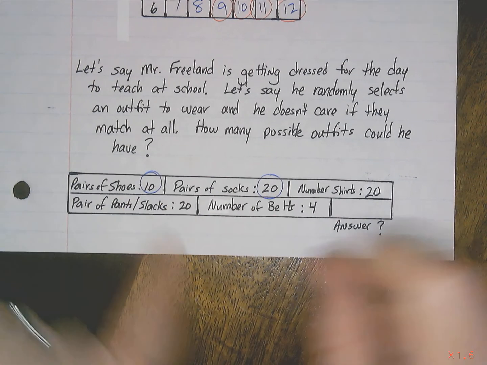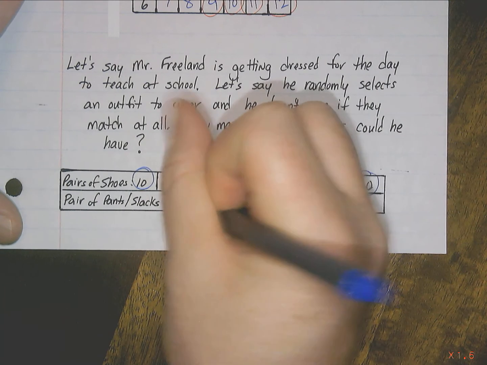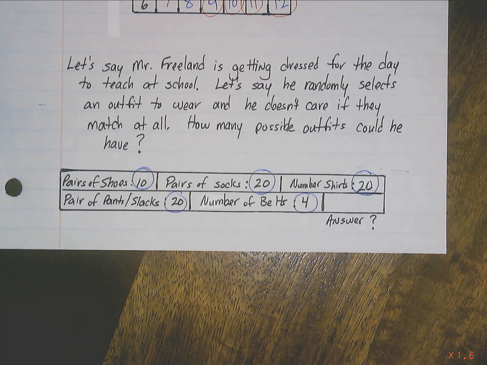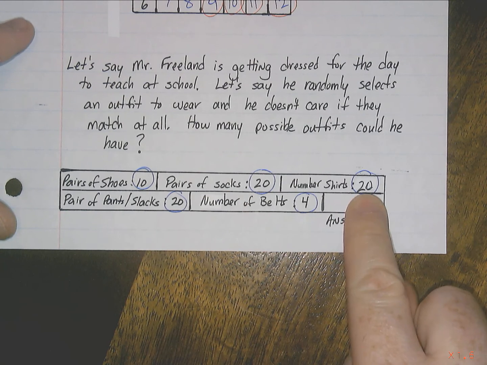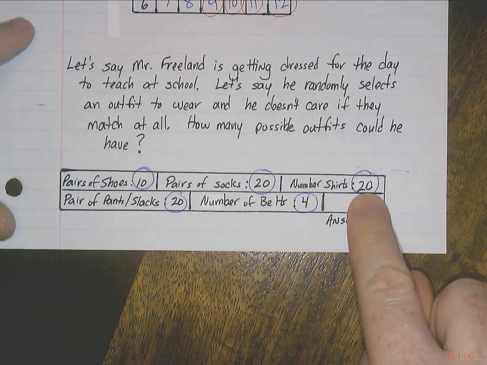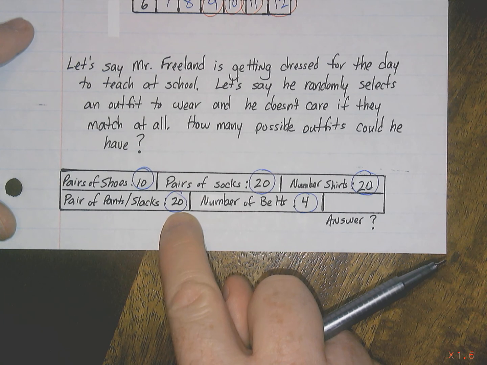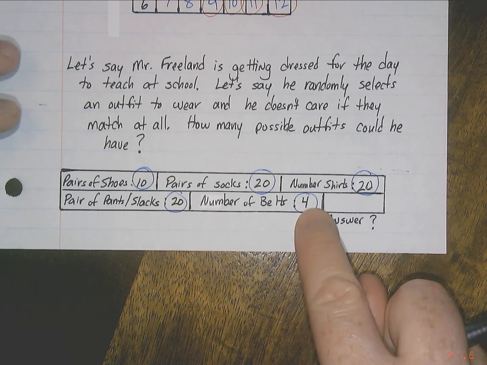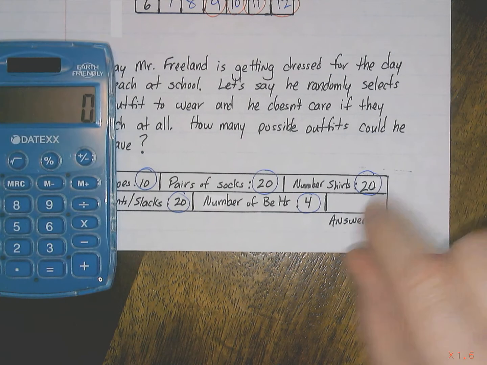Isn't that crazy? And so what we're going to do is we're actually going to multiply all of those together. That's it. So this is 200. 200 times 20 is 4,000. 4,000 times 20 is going to be 80,000. 80,000 times 4 is 320,000. All right, 320,000 possible outfits. I want to make sure I got this right. That sounds like a lot, but I think that's what it is.